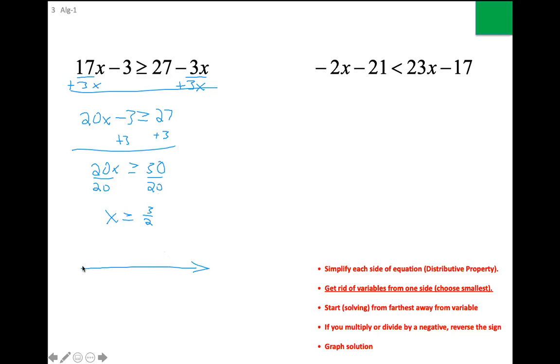Number line, 3 over 2. Closed circle, greater than or equal to. The numbers that are greater than or equal to 3/2 would be to the right. And there you go. Do it for you nice and pretty now.